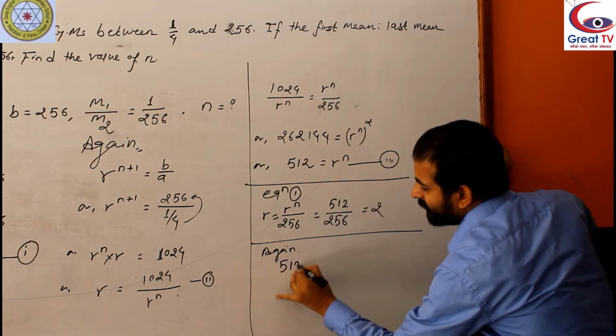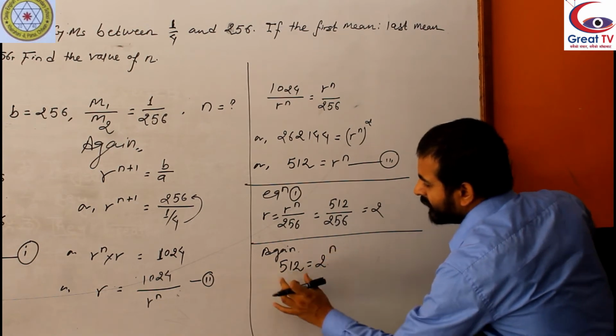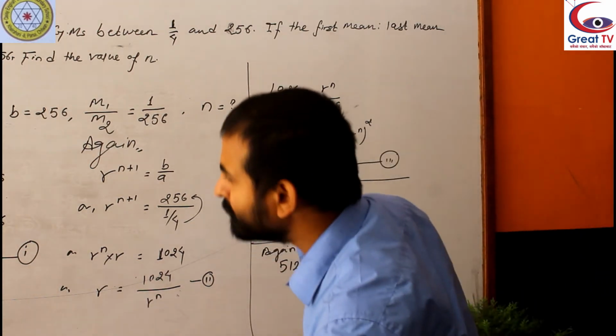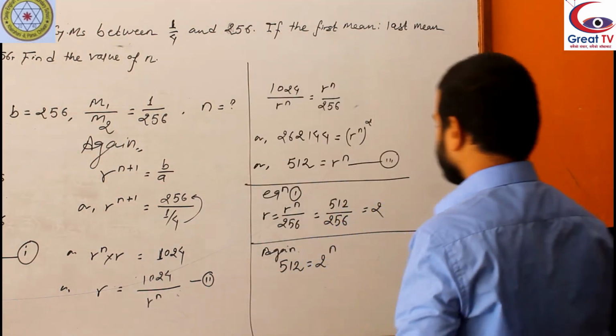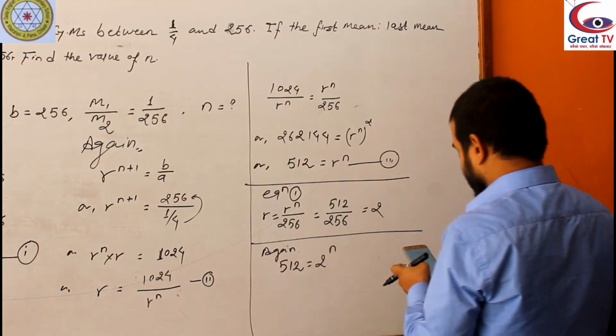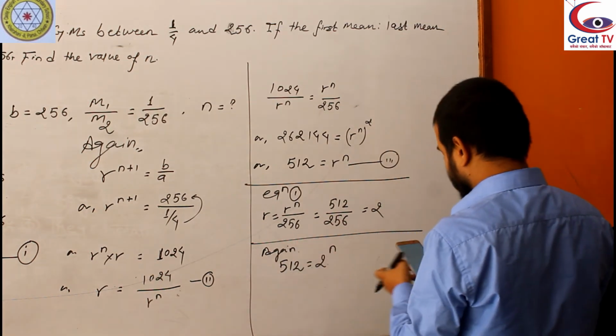So we can write 512 is equal to 2 to the power n. Now we have to make the power of 2 to the 512. So in what power do we get it? You have to find it now. We have to check from the calculator by which power. You have different ideas to check.